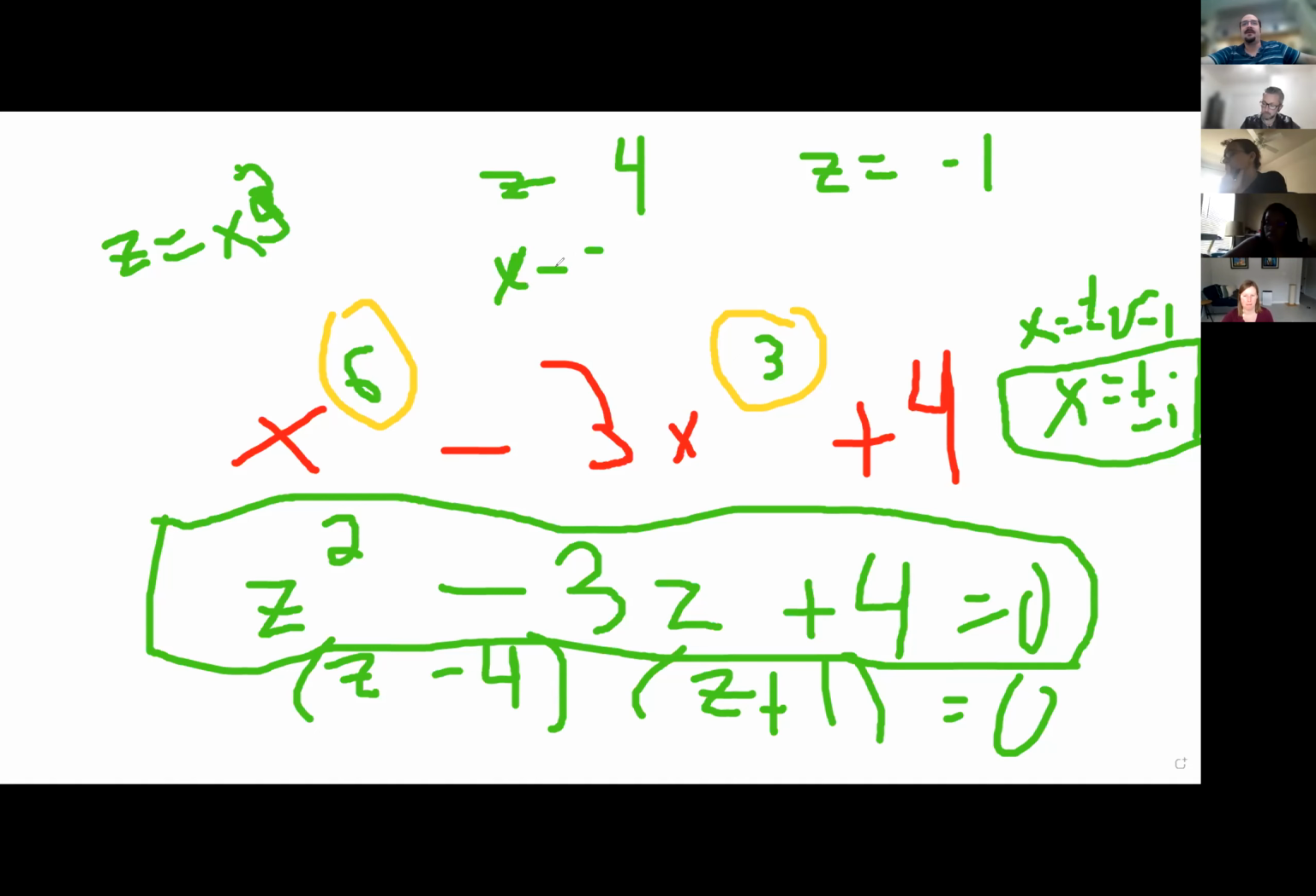And looking back, we got x equals what, plus or minus 2? And then x equals plus or minus i, an imaginary number. And that was when this was a 4th degree, right? And so we're expecting 4 solutions. We get 2 here and we get 2 here.